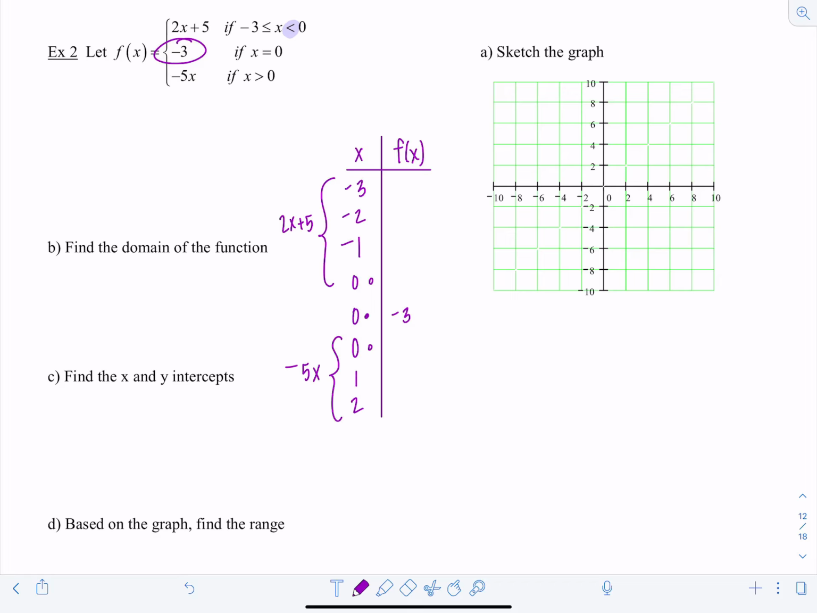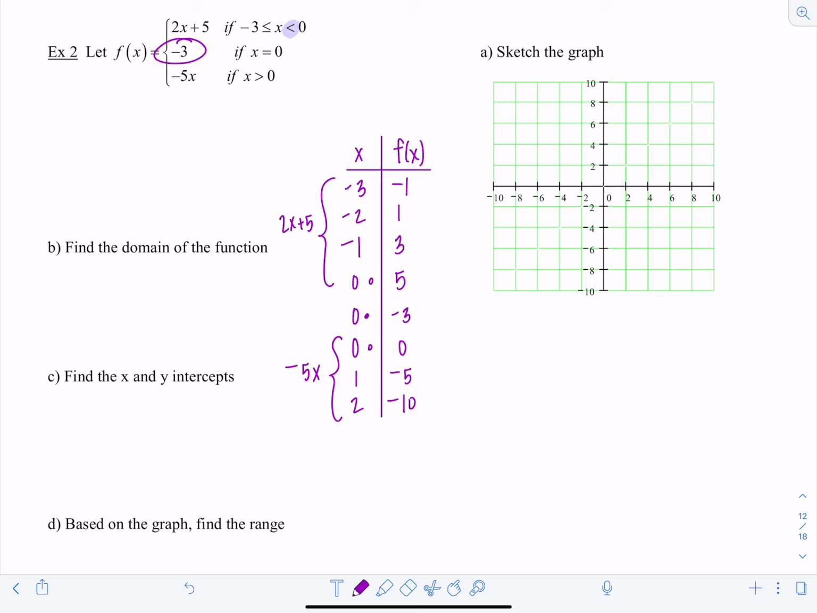Okay, so here we go. I'm going to substitute it into the function now. So negative 3, plugging that in for x into 2x plus 5, that's going to be negative 6 plus 5, so negative 1. If I plug in negative 2, that's negative 4 plus 5, so that's positive 1. Then we're going to get 3 and then 5. And then now I'm going to work with negative 5x. These are going to give me 0, negative 5, negative 10.